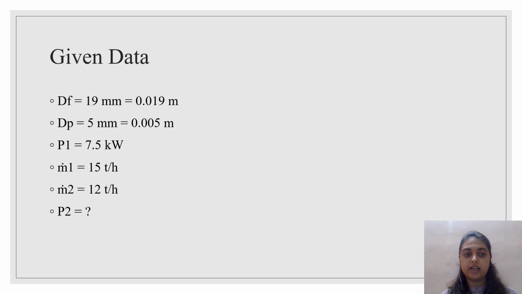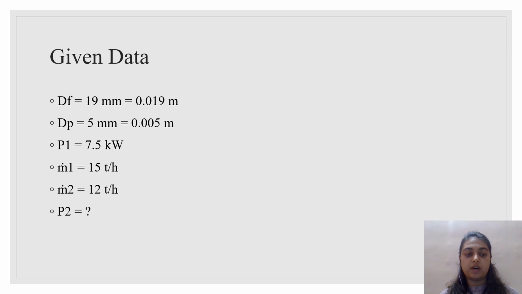And given data is we have feed diameter that is 19 mm. Convert this mm into meter, it will be 0.019 meter. This crusher reduced the size from 19 mm to 5 mm. So product diameter is 5 mm, convert again 5 mm to meter, it will be 0.005 meter.